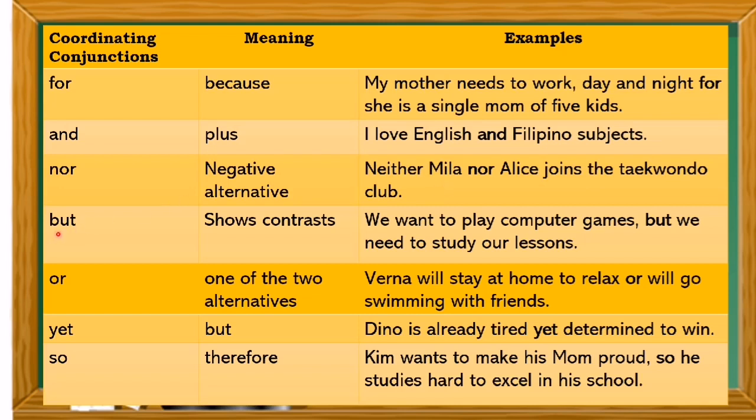Okay, so the coordinating conjunction "but" shows contrast. We want to play computer games, but we need to study our lessons. So "but" here shows contrast. "Or," one of the two alternatives. If we use "or," for example: Verna will stay at home to relax or will go swimming with friends. So, Verna will stay at home or go swimming with friends.